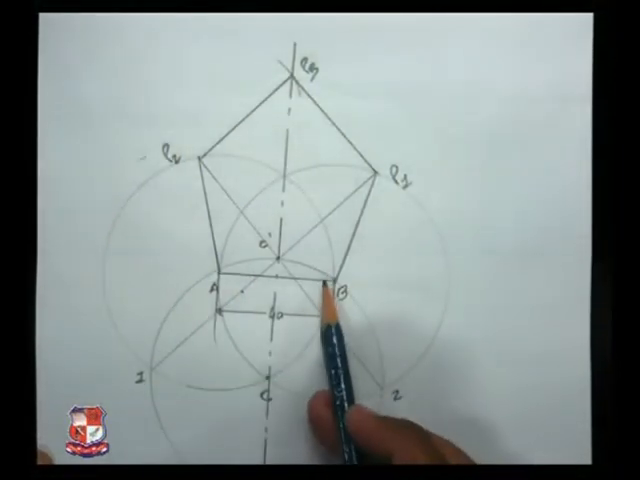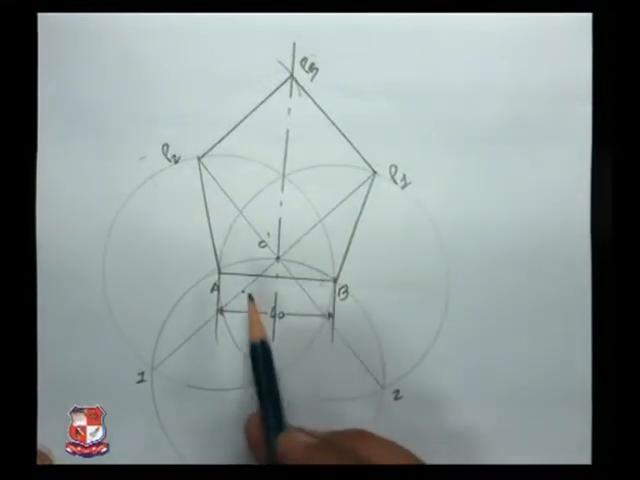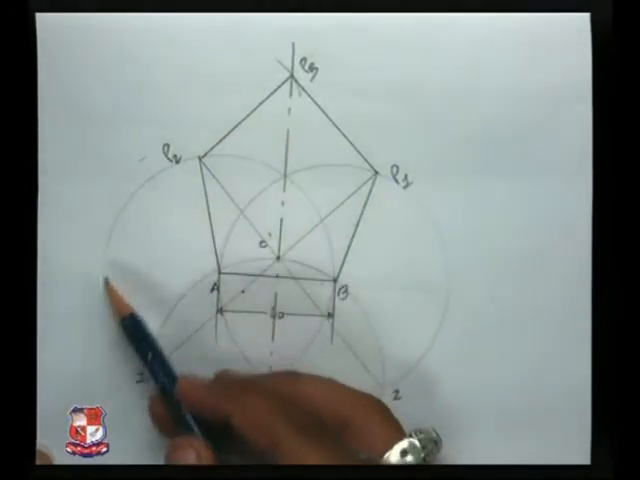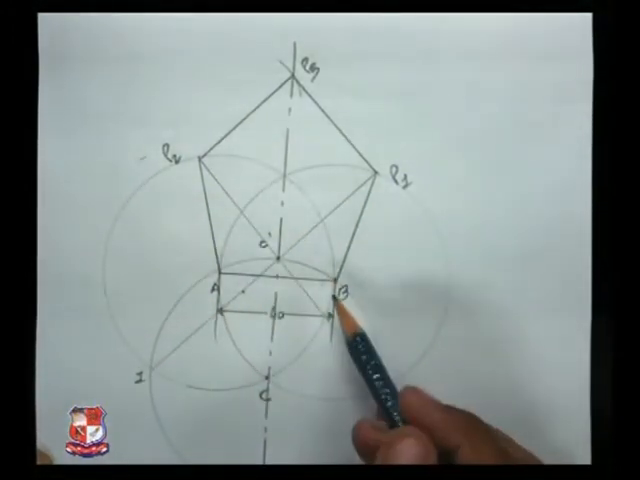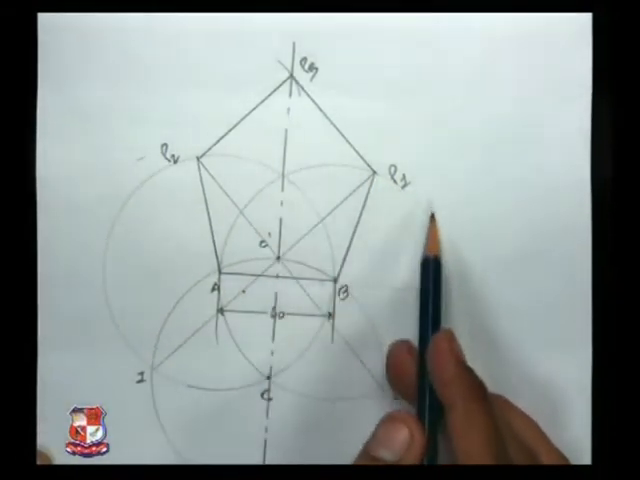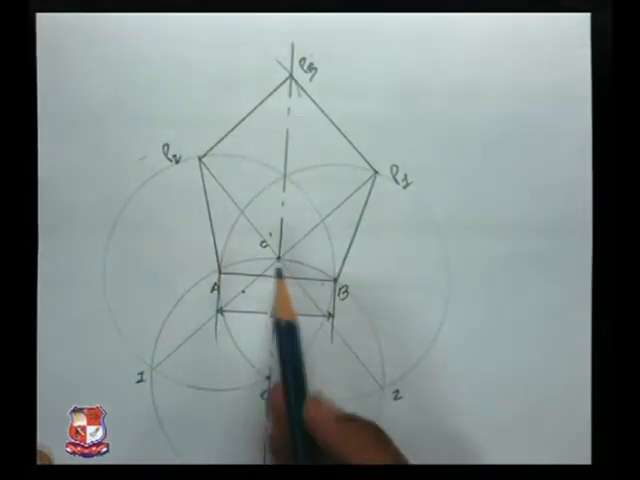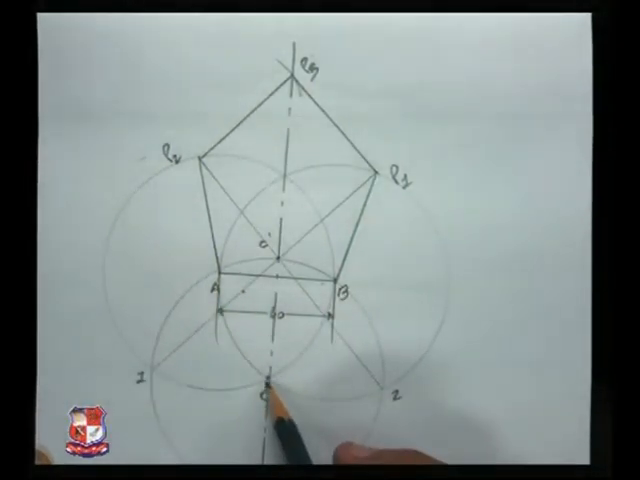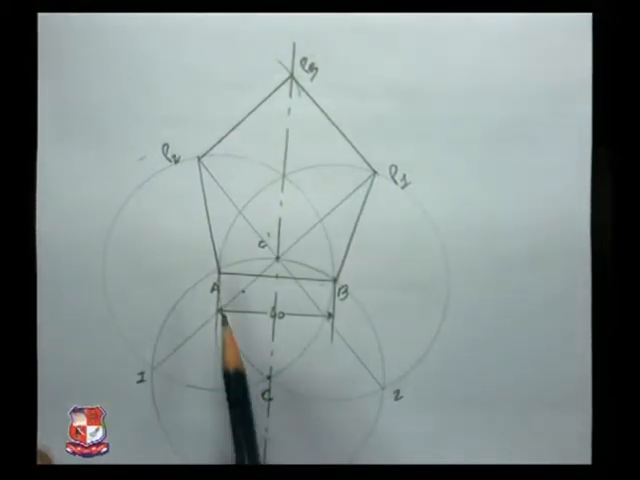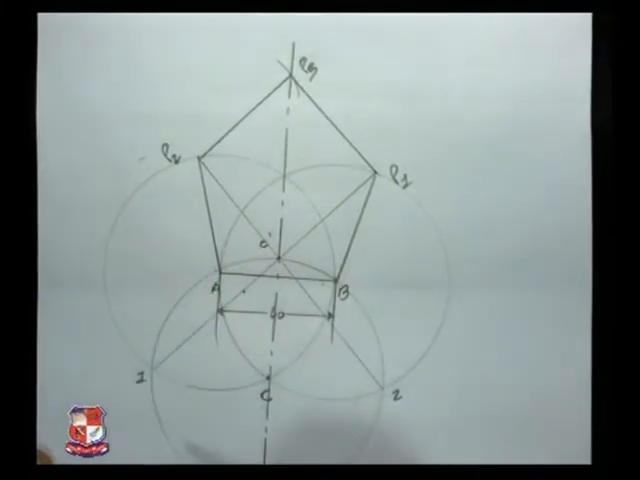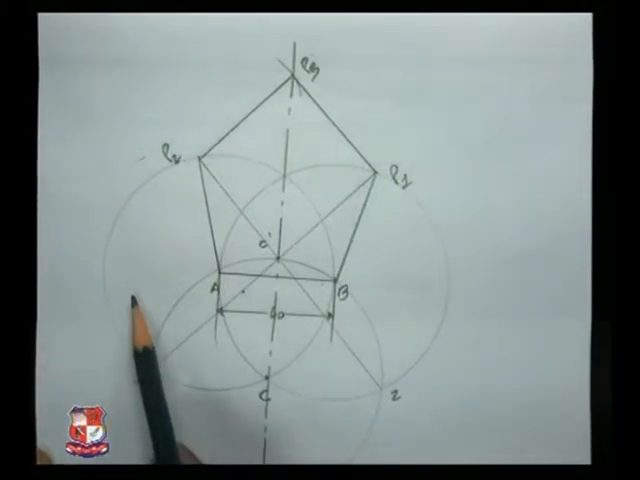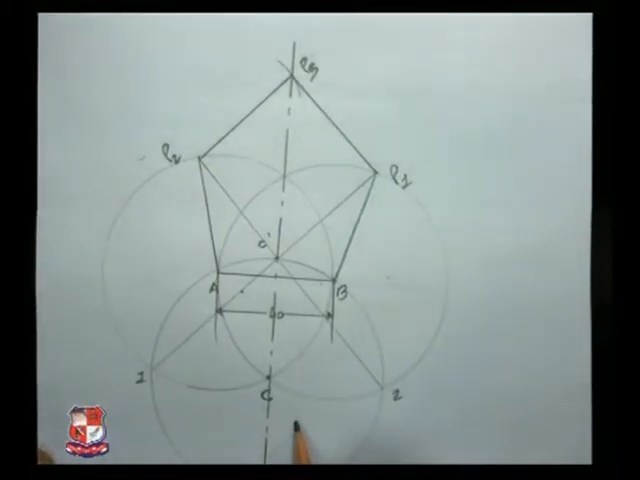First of all, you need to draw a line AB. Take A as center, AB as radius and draw a circle. Take B as center, AB as radius, draw a circle. Where both circles intersect, mark point C. Take C to A as radius, draw another circle. So this is how we have got our three circles, 1, 2 and 3.